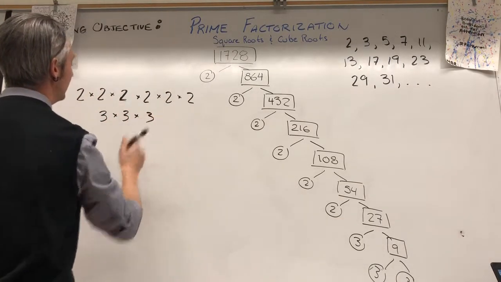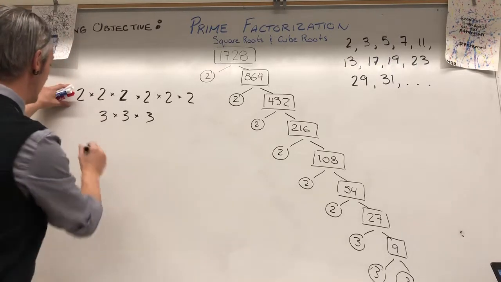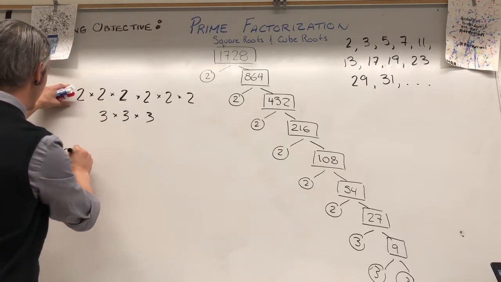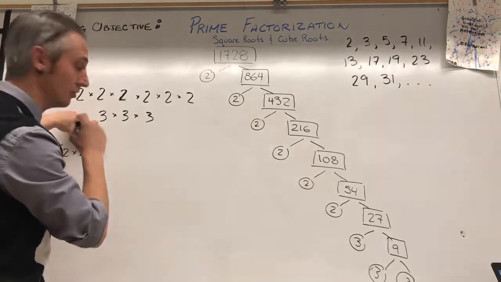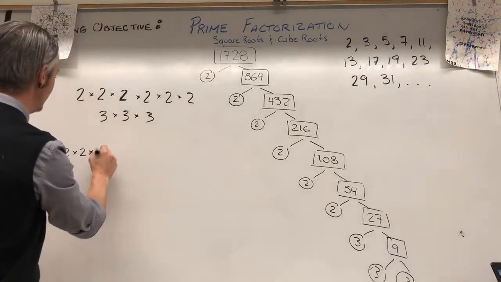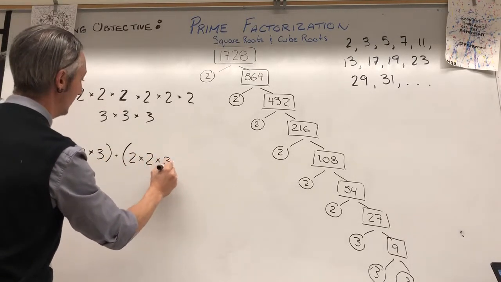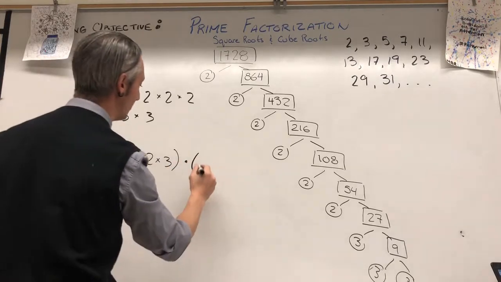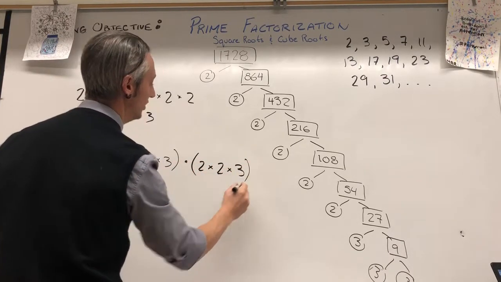So if I need to get these into 3 even groups, I have to ask, okay, well, can I split these 2's into 3 even groups? I can, and I'll get 2 times 2. And then I can put these 3 threes into 3 even groups. Yeah, well, it's going to take 1. So this is what my 3 even groups are going to look like. And it was possible. So that tells me, yes, this is a perfect cube. It's got a cube root.